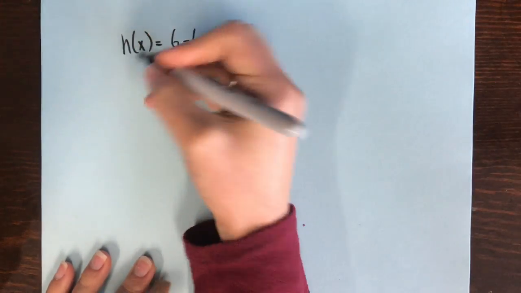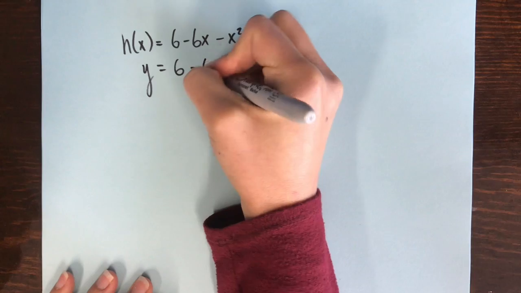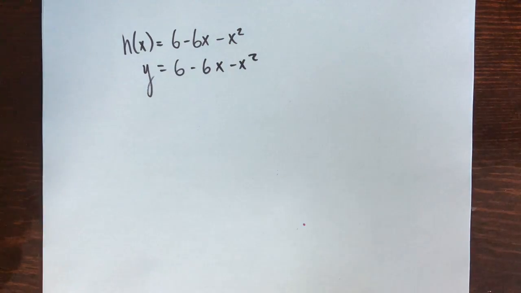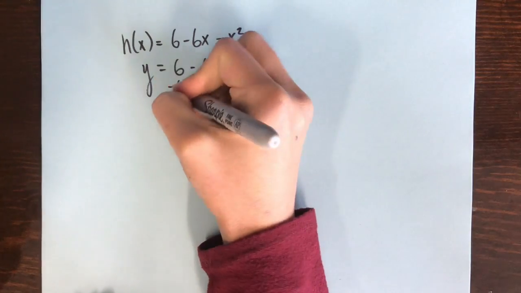Let's go ahead and do another function. This time we're going to have to complete the square, but always replace your h of x, your f of x, your g of x, whatever it is, with y to start.